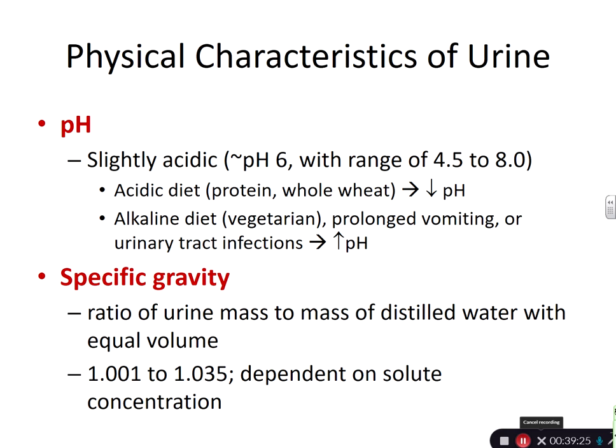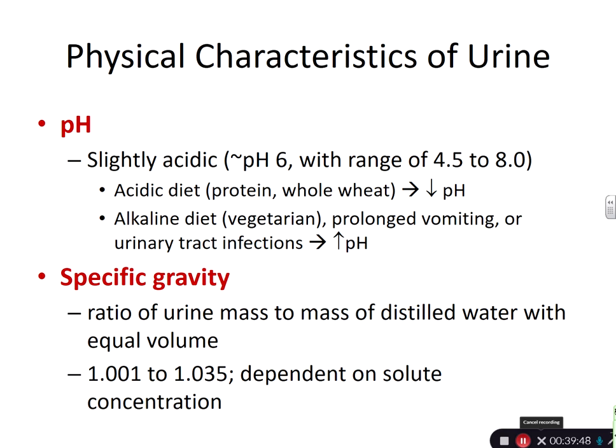It'll be lower. If you have a more alkaline diet, a more basic diet, like you're eating a lot of vegetables, or if you have a stomach bug and you've gone through prolonged vomiting or diarrhea, or urinary tract infections, these can raise the pH of your urine, okay? The vegetables will raise the pH of your urine.